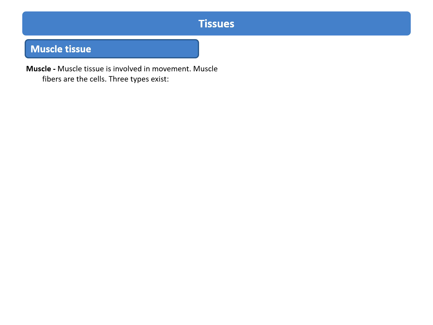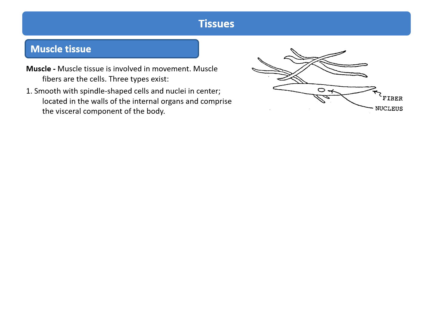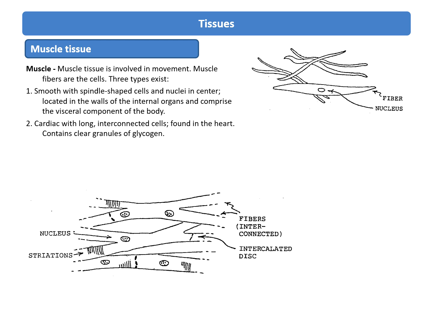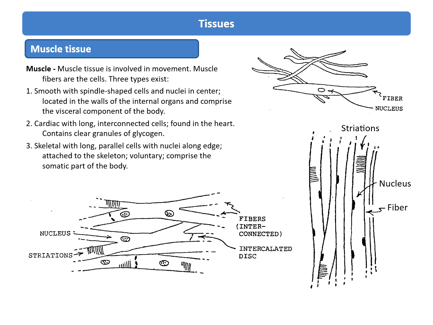Muscle tissue is involved in movement. Muscle fibers are the cells. There are three types. Smooth muscle with spindle-shaped cells and the nuclei in the center of the cell. Spindle shape means pointed at both ends. This smooth muscle is found in the walls of the internal organs, and smooth muscle therefore comprises the visceral component of the body. Cardiac muscle, long interconnected fibers found in the heart, contain clear granules of glycogen. You'll hear more about this when we get to the unit on muscles.